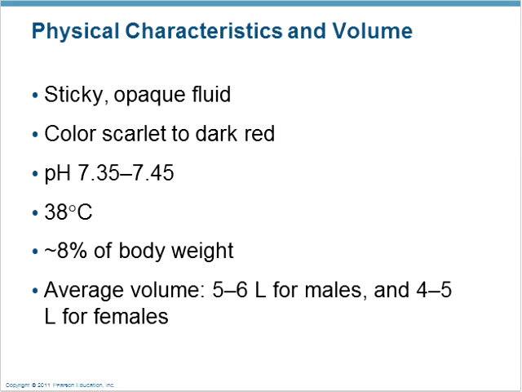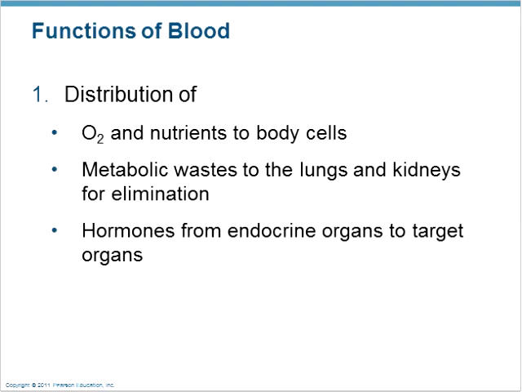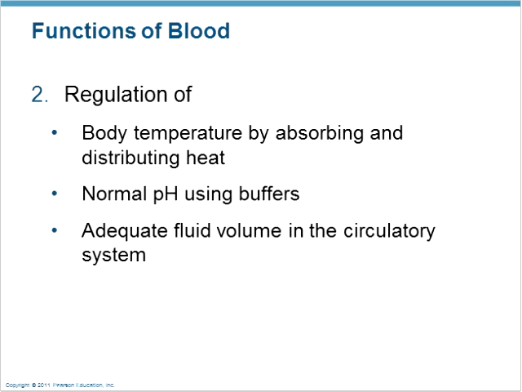The blood makes up about 8% of our body weight, and the average volume of blood in our body is 5 to 6 liters for males and about 4 to 5 liters for females. The functions of blood: first of all, it's the distribution of oxygen and nutrients to all the body cells. It helps to remove metabolic waste to the lungs and kidneys for elimination. And it helps to move hormones from endocrine organs to their target organs. It also helps to regulate body temperature by absorbing and distributing heat.